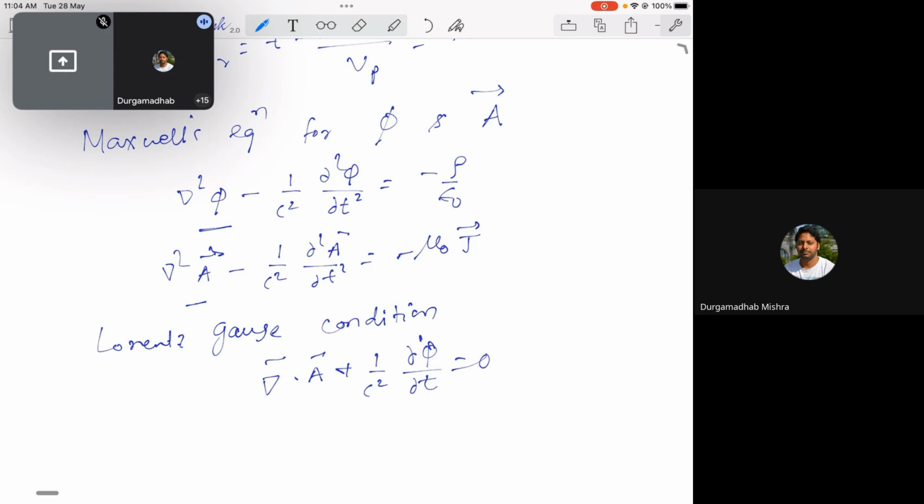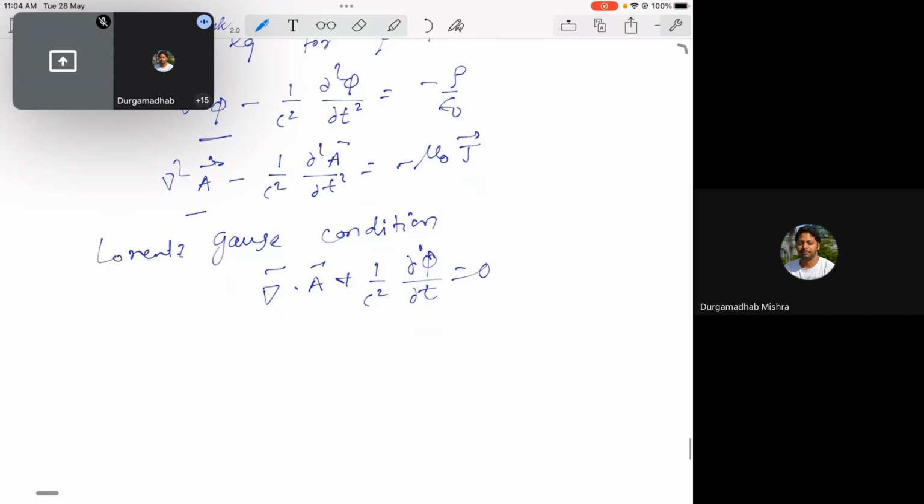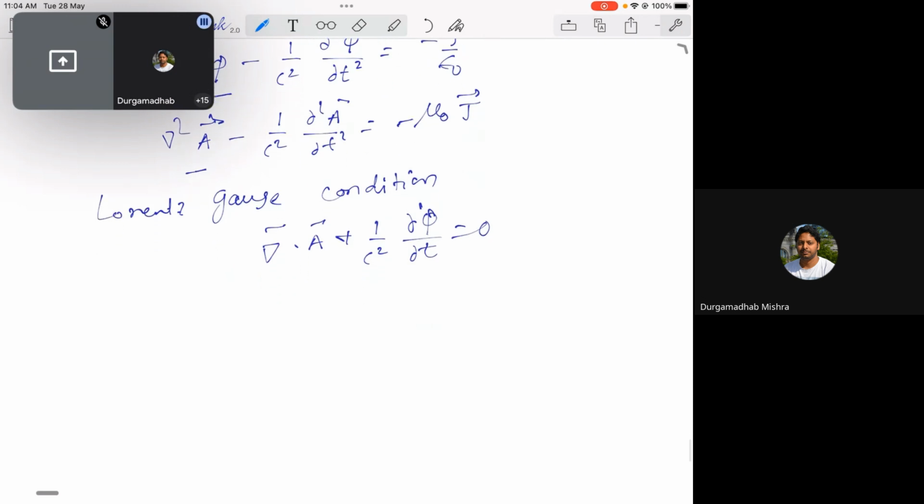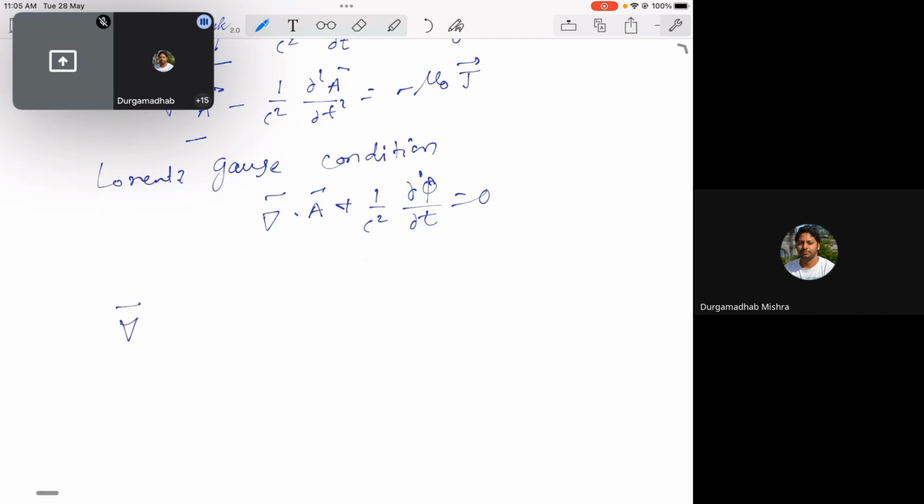But if we consider, let's say, a time dependent charge distribution and a time dependent current distribution, and try to calculate the electric field and magnetic field, we have to solve a very complicated differential equation. Just to give you one example, let's say we start with the third Maxwell's equation: curl of E is equal to minus del B by del t.